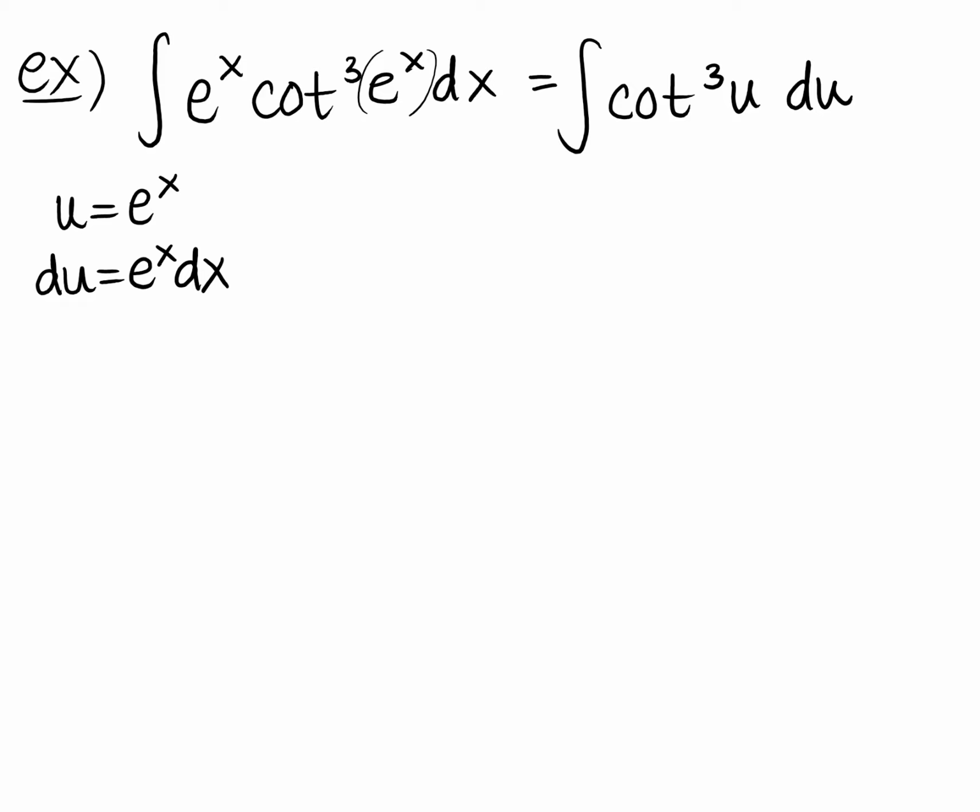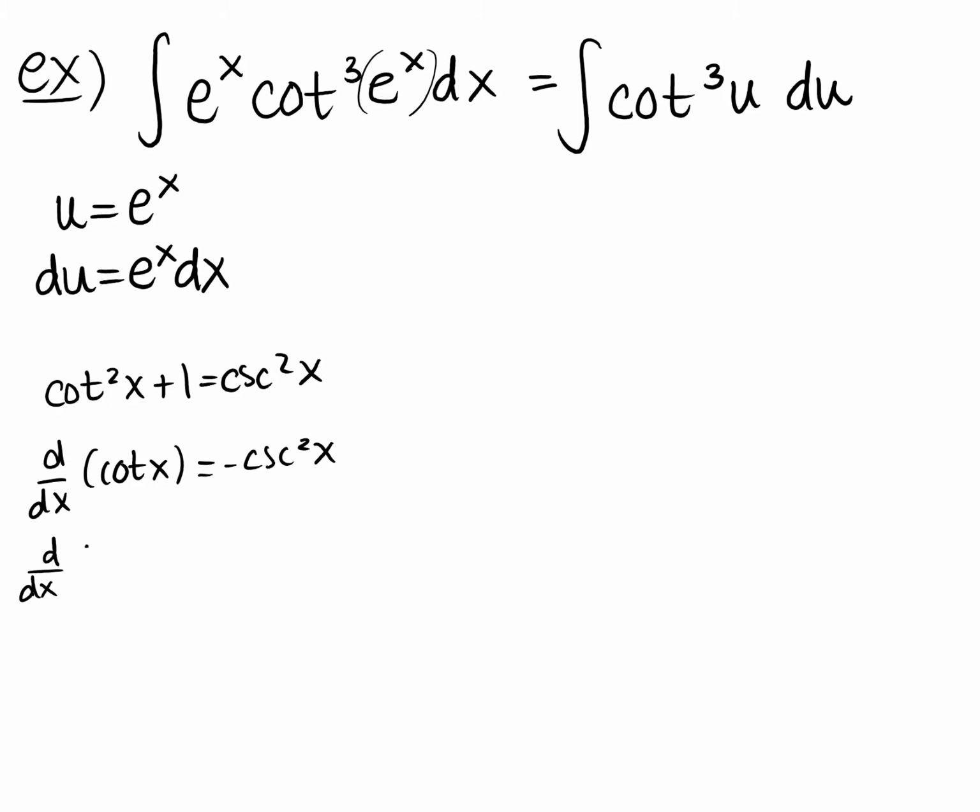So we've got to figure out what we're going to do with cotangent. What are some things I know about cotangent? I know that cotangent squared plus 1 equals cosecant squared, right? Let's write down what we know. We know the derivative of cotangent is negative cosecant squared. Ooh, that might be helpful. I know the derivative of cosecant, which I don't think is going to be helpful, is negative cosecant cotangent. So I need to somehow get this cotangent cubed to look like one of these.